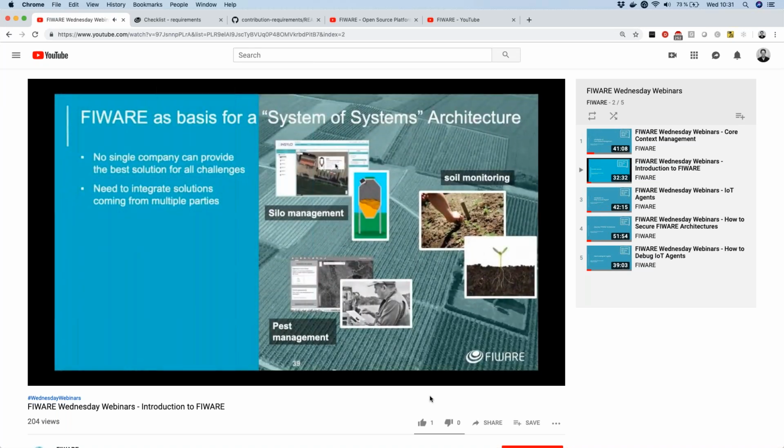And finally move on to the systems approach, where you are able to get data coming into multiple context brokers. The final part of the introduction slide is, I'll just move on to that a little bit there. From, say, a silo, a pest management system, and so on and so forth.